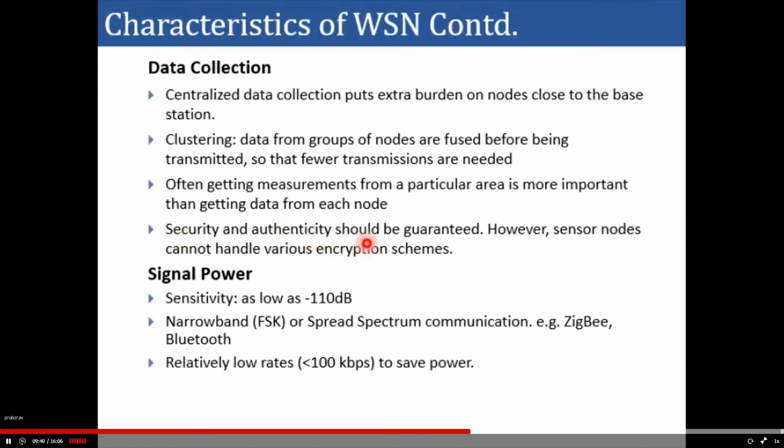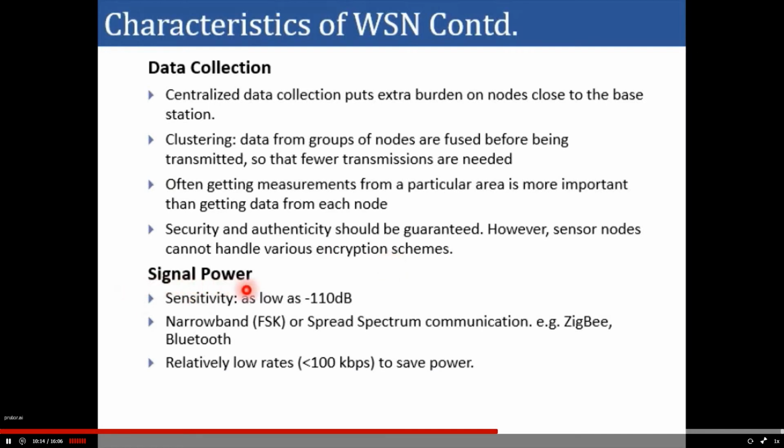Security and authenticity is a major concern in wireless sensor networks because the sensor node cannot handle various encryption mechanisms because of the memory size as well as the power constraints. However, efforts are being made to make the wireless sensor nodes more secure using some simple encryption mechanisms.